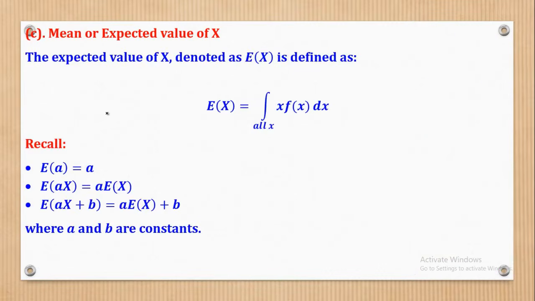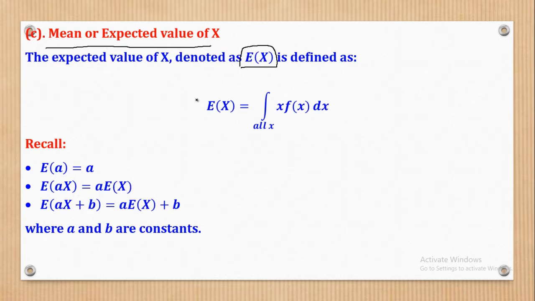So that is part B, which dealt with total probability. I believe you have mastered that concept. Now we shall go to the next concept of part C, which is mean or expected value of x. So expected value of x is denoted as E(x). So when you see this symbol E(x), just know that they mean expected value of x.